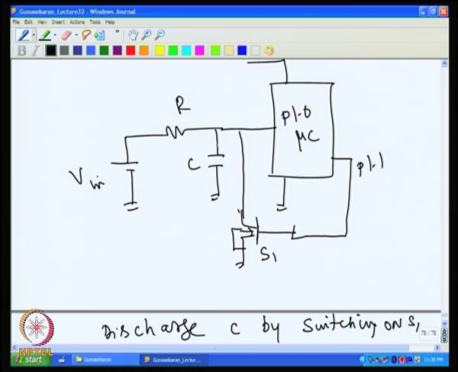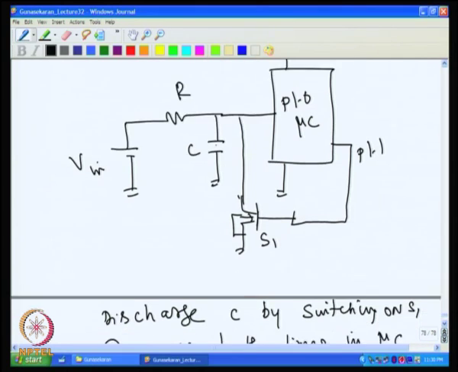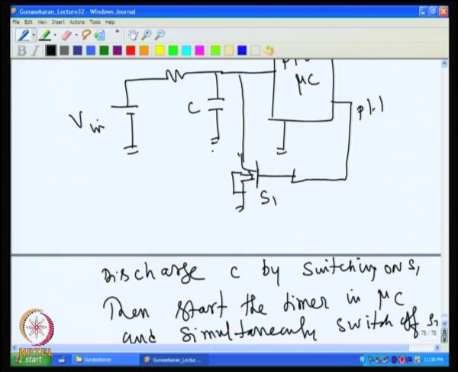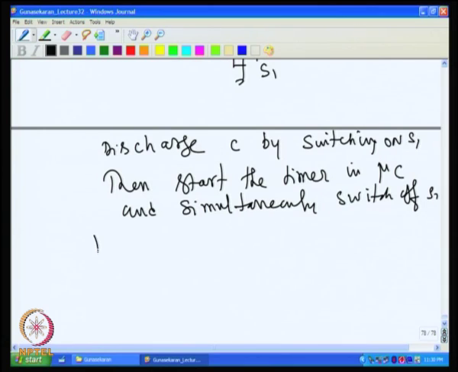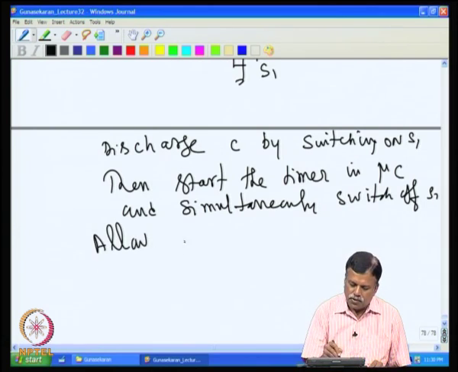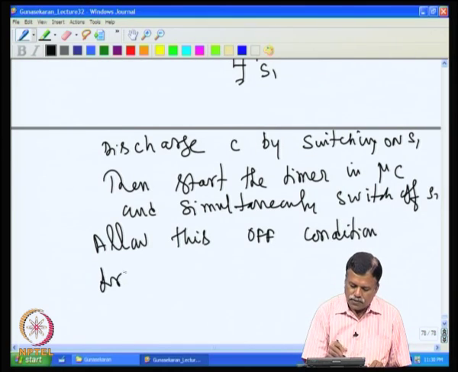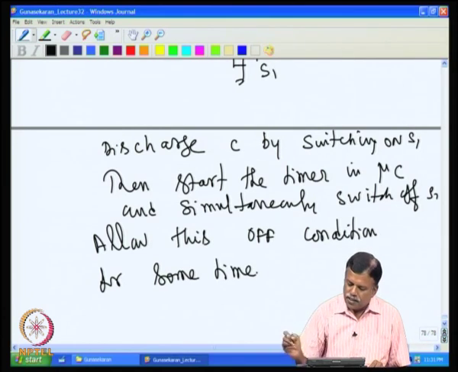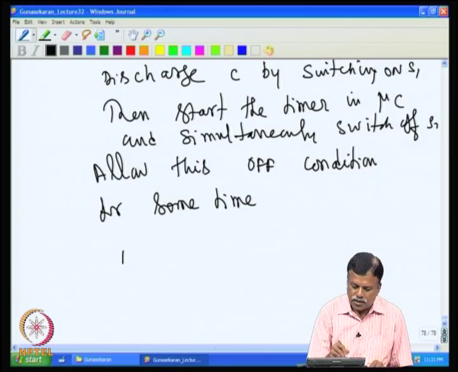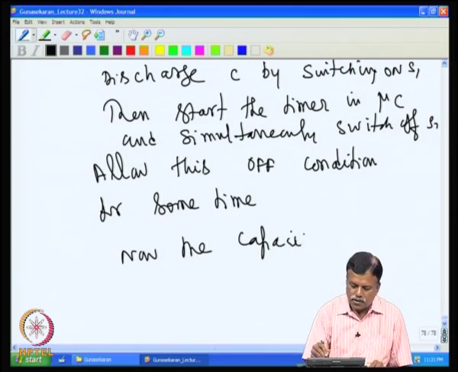Now, after some time, that capacitor will charge to some value. Allow this S1 off condition for some time. Now, the capacitor voltage will slowly increase. Now, the capacitor C voltage will slowly increase.